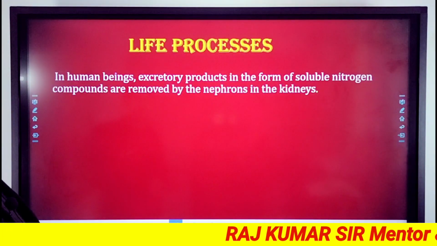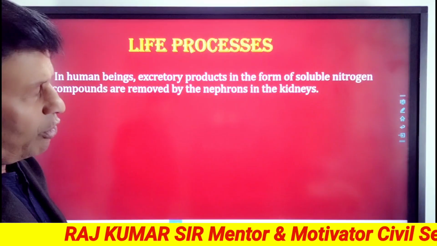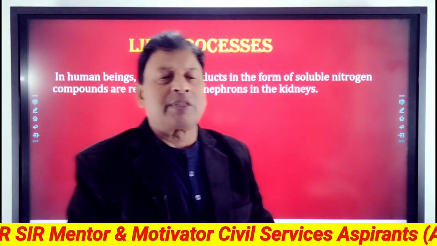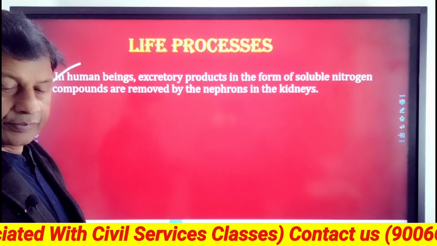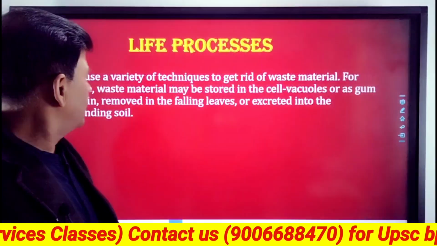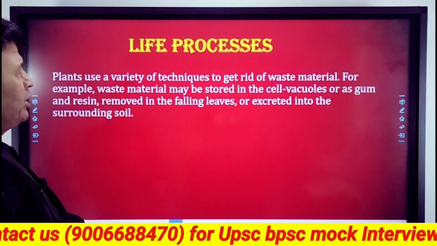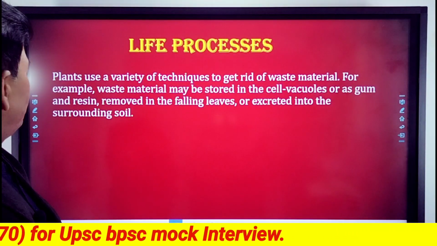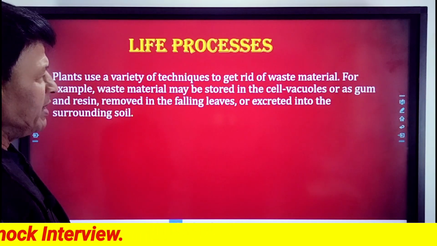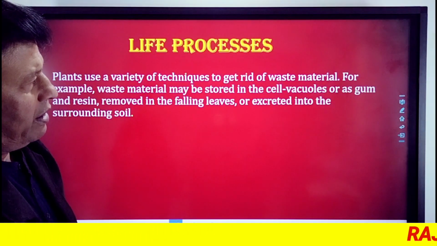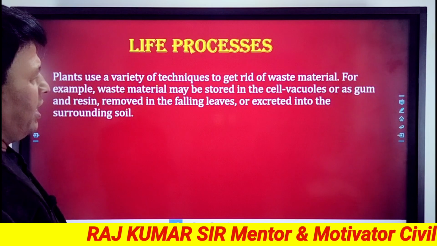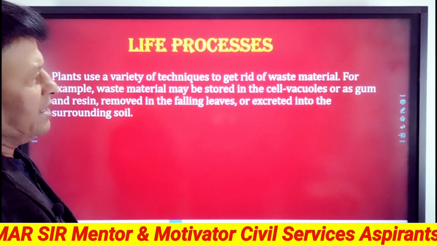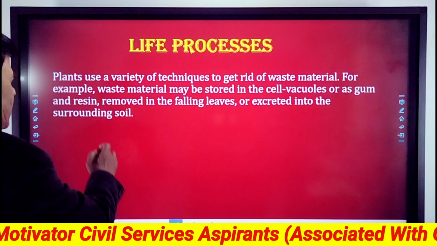In human beings, excretory products in the form of soluble nitrogen compounds are removed by the nephrons in the kidneys. Plants use a variety of techniques to get rid of waste material. For example, waste material may be stored in the cell vacuoles or as gum and resin, removed in the falling leaves, or excreted into the surrounding soil.